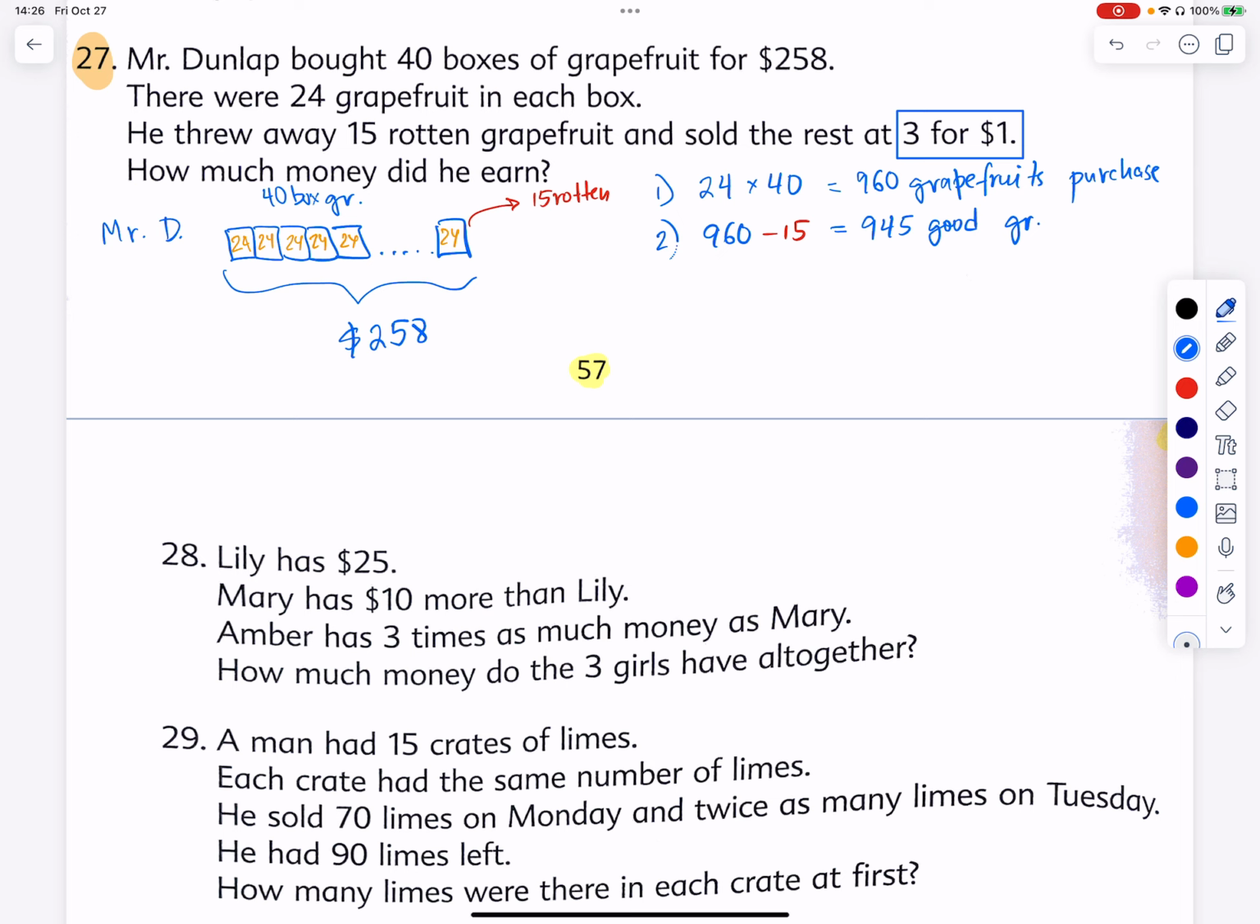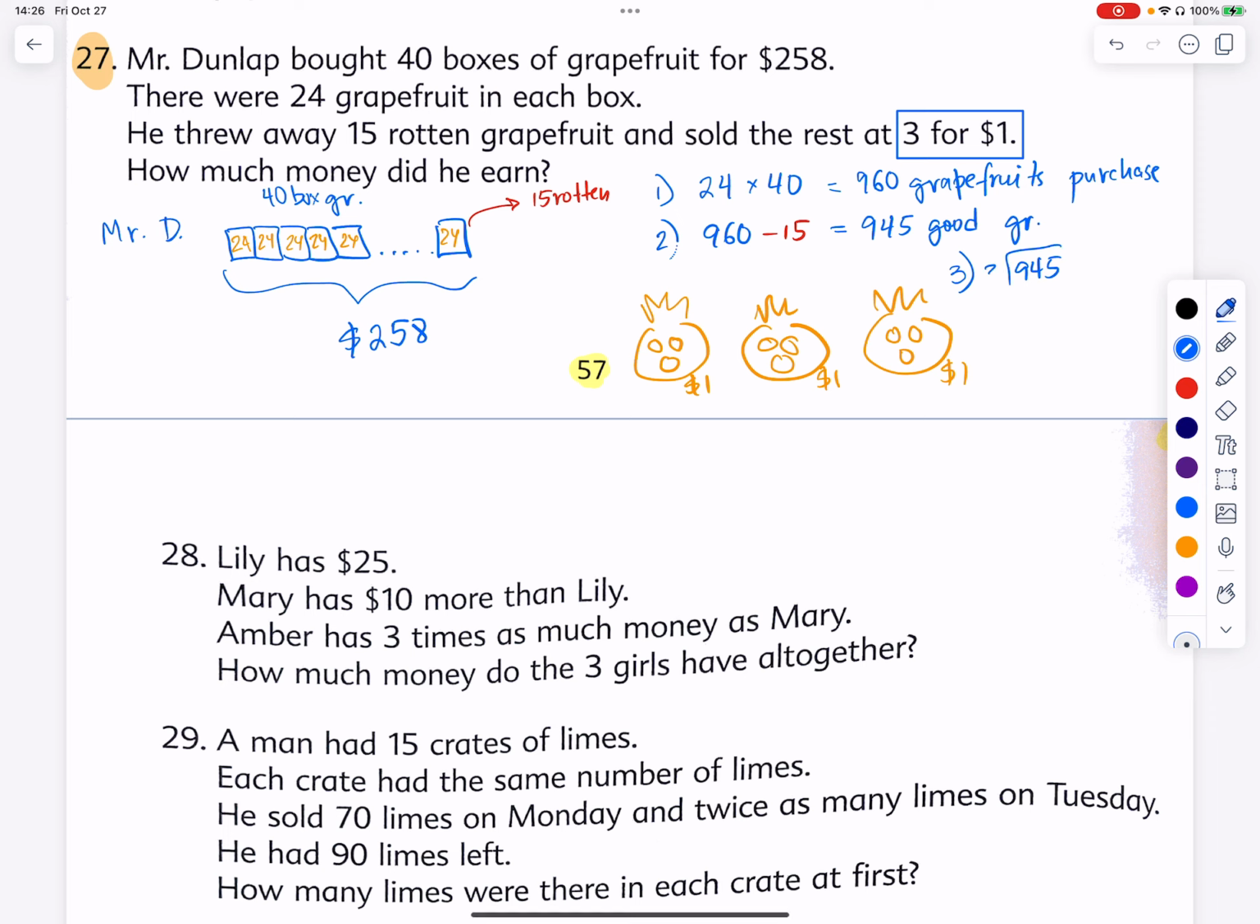Good fruits. What happened to those fruits? Let's make a movie. He sold them at 3 for $1. Imagine, here is the bag of 3. Here is another bag of 3. Here is another bag of 3. And each bag was $1. Super cheap. The question now is 945 good grapefruits were split into bags of 3. How many bags did Mr. D create? Step 3.